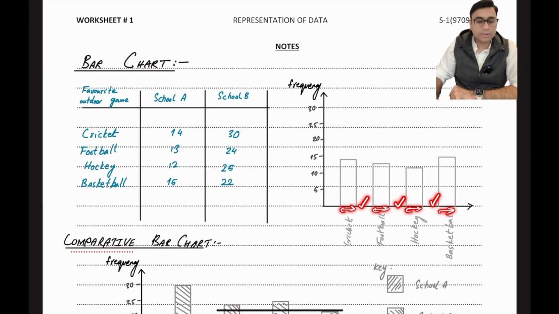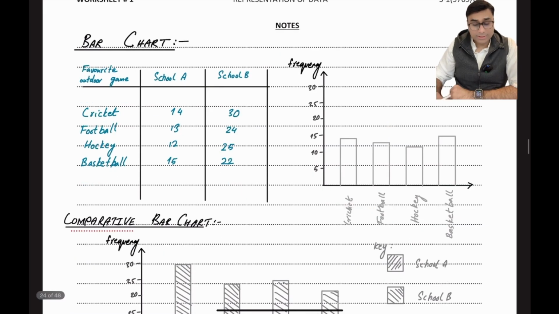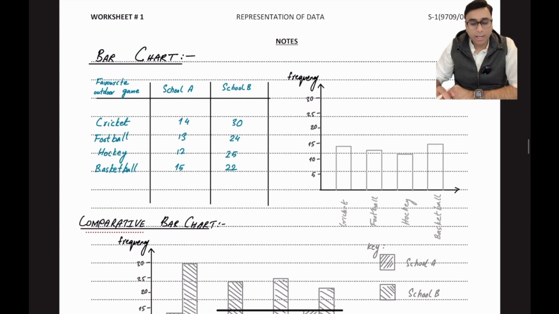You can choose the size of the width of the bar as well as the gaps, but you have to be consistent throughout, and the size you choose will depend on the amount of space that is available to you. But sometimes you may be asked to make a comparative bar chart. If you're making a comparative bar chart, you have two sets of data. There are two different possible ways in which you can make a comparative bar chart.